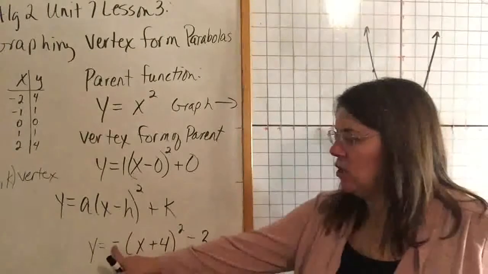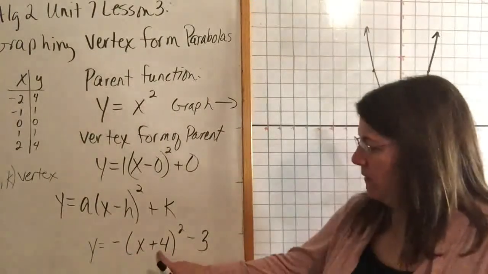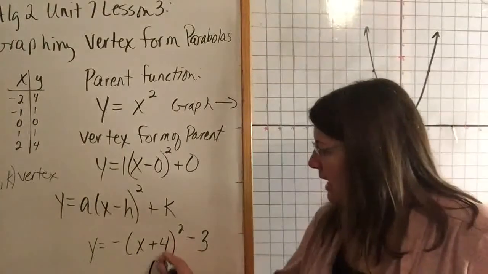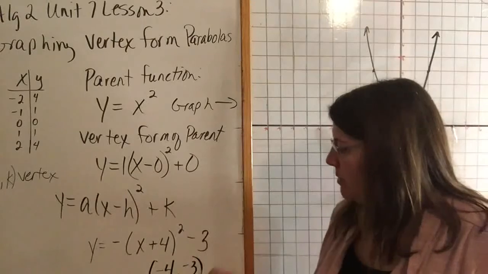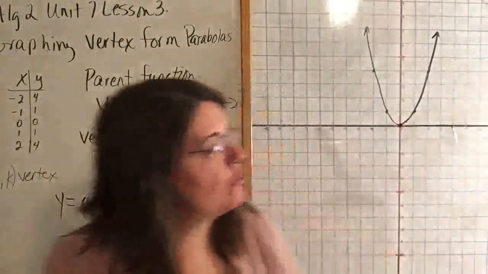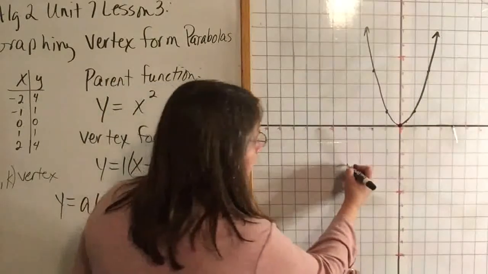Notice the a value is negative here, so that means it's going to go down. The vertex is going to be left 4, or -4, down 3. So my vertex from the origin goes left 4, down 3, so it's right here.